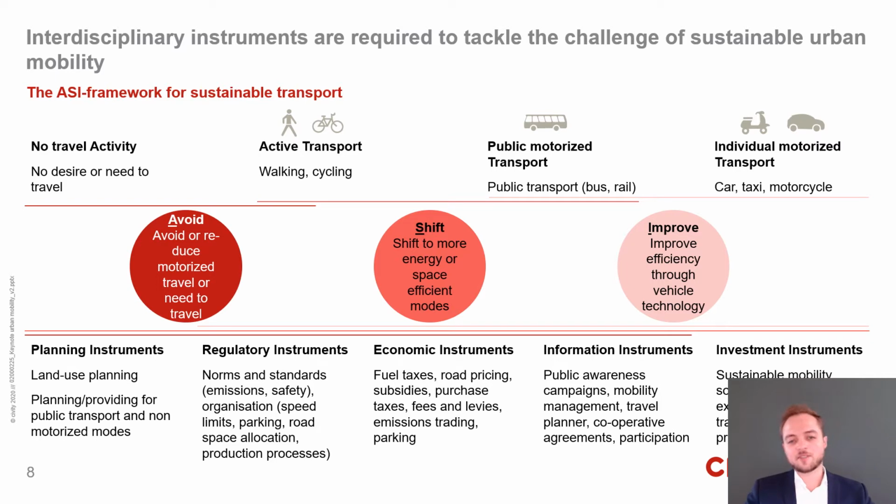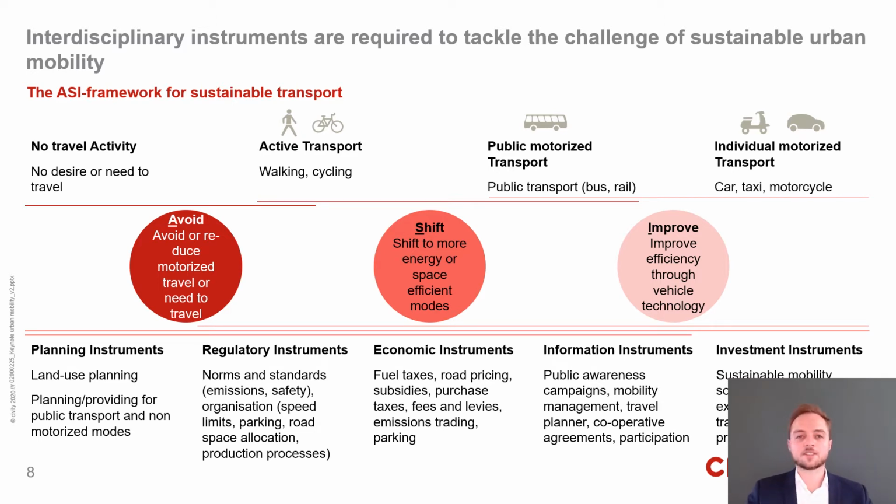And next, we can try to shift traffic from less sustainable or less efficient modes of transportation to more efficient modes of transportation in terms of energy and space consumption. And usually this is the part where we try to shift traffic from private cars, from private passenger vehicles, to public transport or to active forms of mobility.